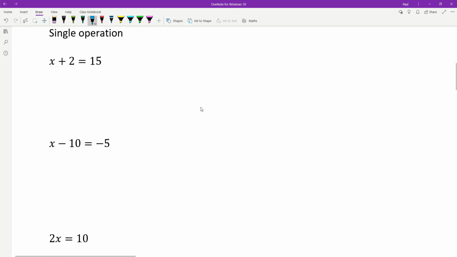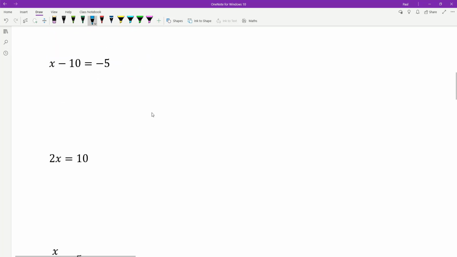So let's consider the first one here. We've got x plus 2 equals 15. So I want x by itself, so I need to kick out the plus 2. If I move it to the other side, I do the opposite mathematical operation. Now the opposite of a plus is a minus. So on the next line here, x will be equal to 15 minus 2. I can solve 15 minus 2, and that will be equal to 13. That's all I have to do.